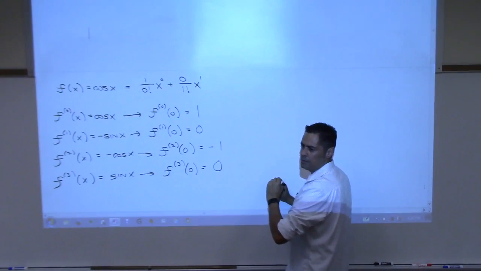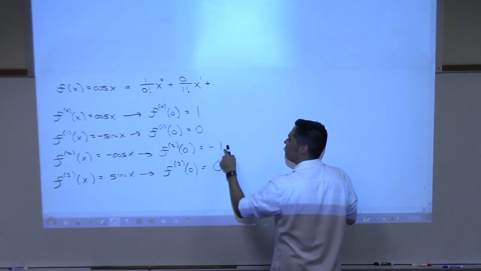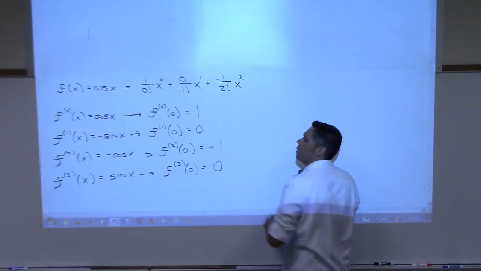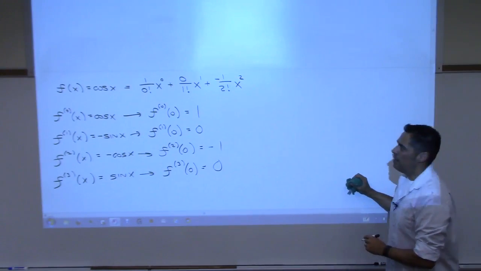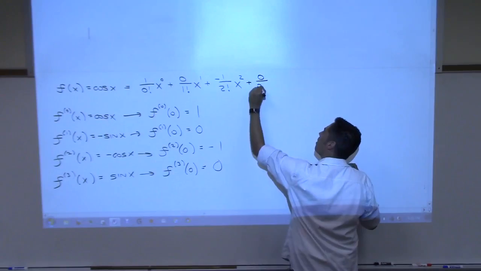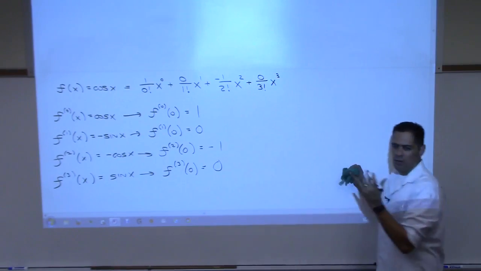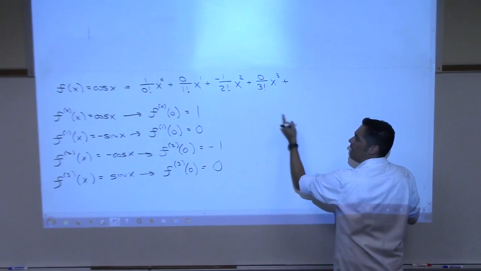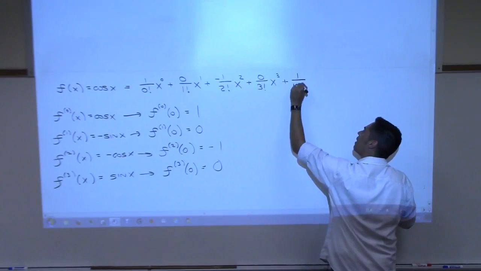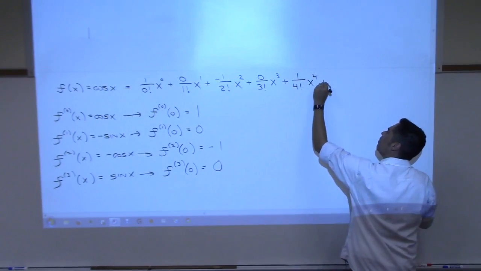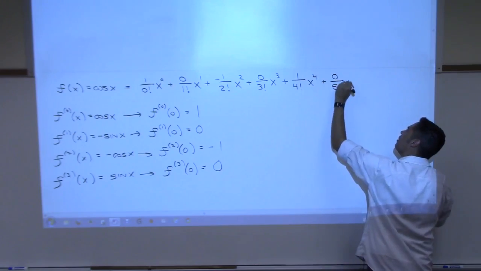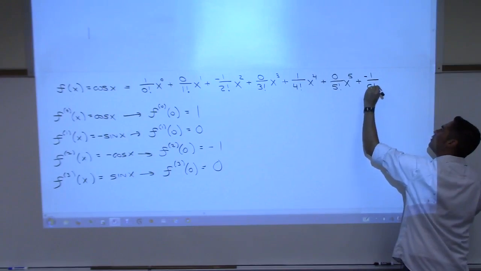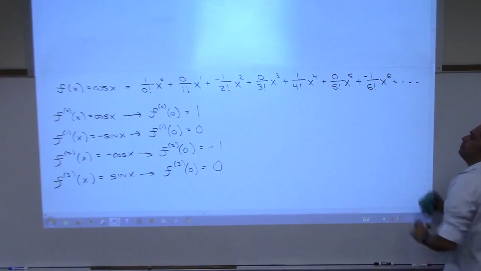And that's going to go away. Plus, next number, negative 1 over 2 factorial x, hey, even, squared. Right? Next one, 0 over 3 factorial x cubed, but that one's going to go away. So no odd piece, right? And then the fourth one, we'll be back up here, right? So 1 over 4 factorial x to the fourth plus 0 over 5 factorial x to the fifth. Let's do one more. Negative 1 over 6 factorial x to the sixth plus dot, dot, dot.